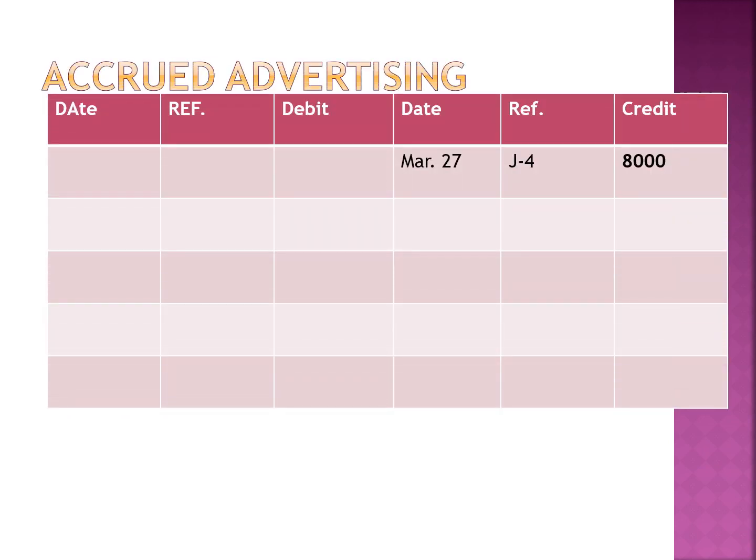Accrued advertising. In our journal entries, we only have one entry for accrued advertising, on March 27, and it was a credit for 8,000. So we place it on the credit side, 8,000, and the reference is journal page 4.